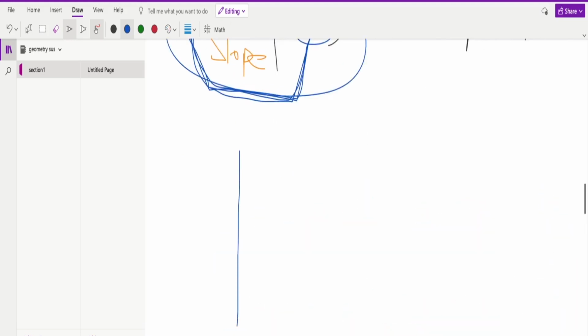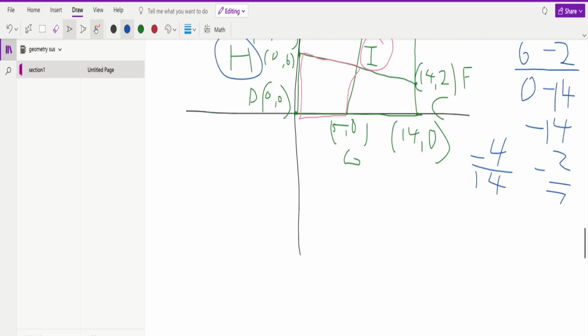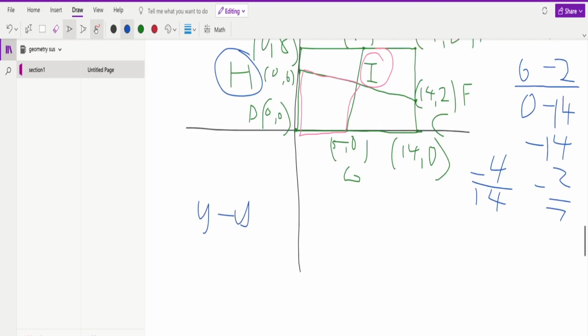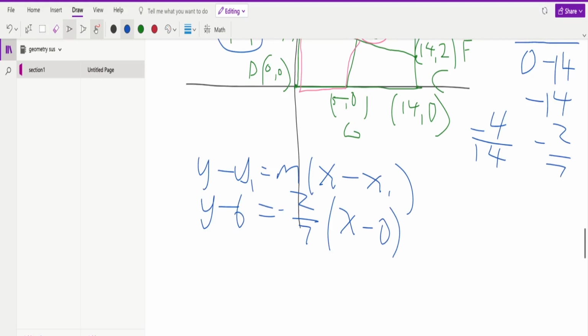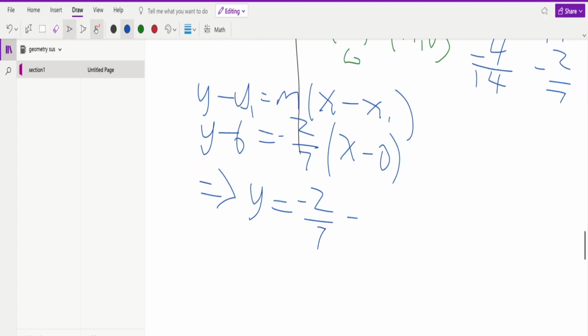So right here in point slope formula, we know that's y minus y1 equals m times x minus x1. And our x1 in this case is 0, and our y1 is 6. So y minus 6 is equal to, our slope is negative 2/7, so negative 2/7 times x minus 0. And when we simplify that, this turns into y equals negative 2/7 x plus 6.